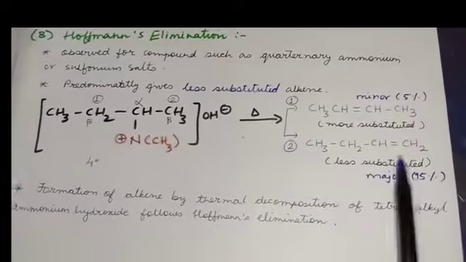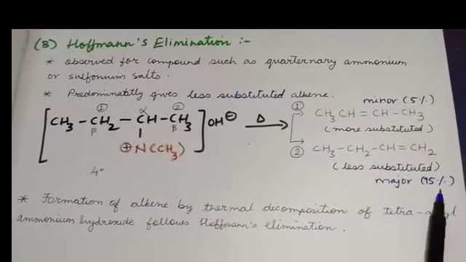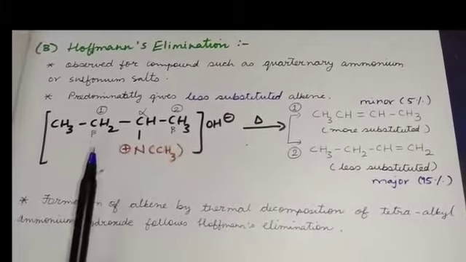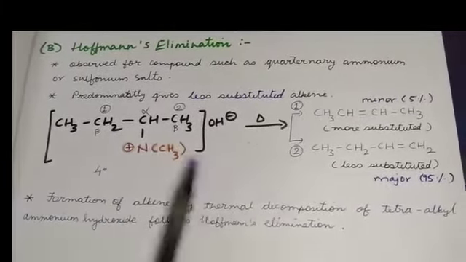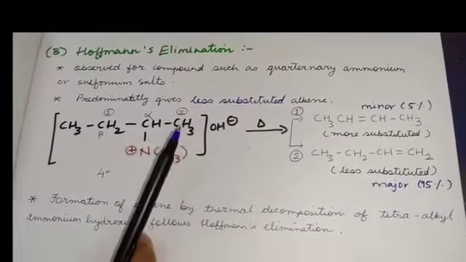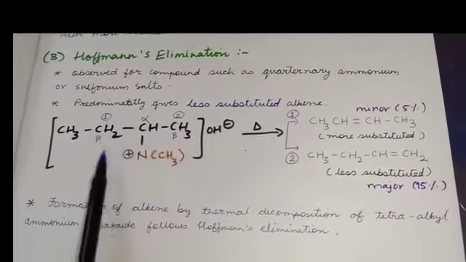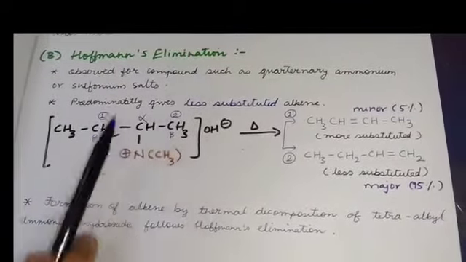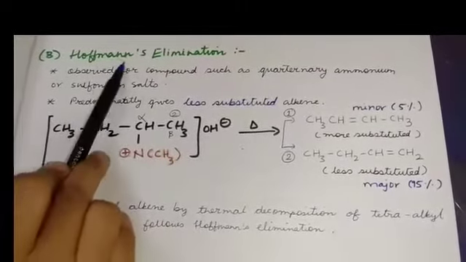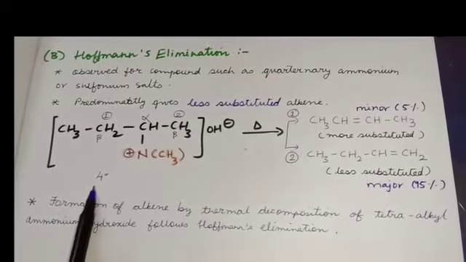compound, the less substituted alkene, which is formed in the major quantity, almost 95% of the product. So here we can differentiate between the Saytzeff rule and the Hofmann rule. In the case of the Saytzeff rule, we have seen the more substituted alkene is the major product, while in the case of Hofmann elimination, we have the less substituted product as the major product, and the Hofmann elimination is generally observed in the case of 4-degree ammonium or sulfonium salts.